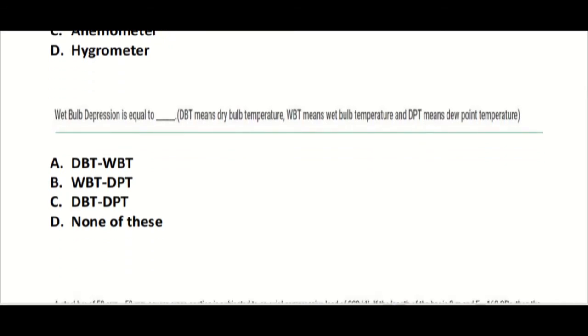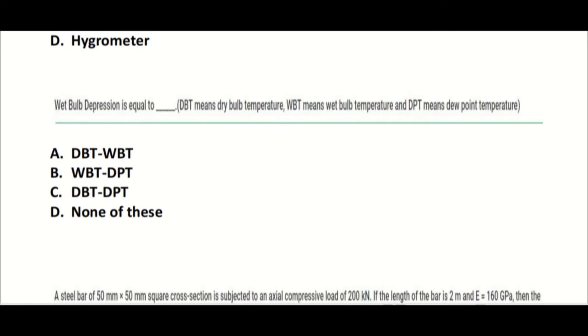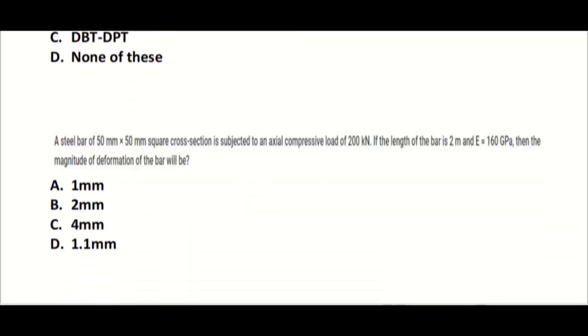Next question. Wet bulb depression is equal to? Wet bulb depression is the difference between dry bulb temperature and wet bulb temperature. Option A is the right answer. DBT minus WBT is equal to wet bulb depression.